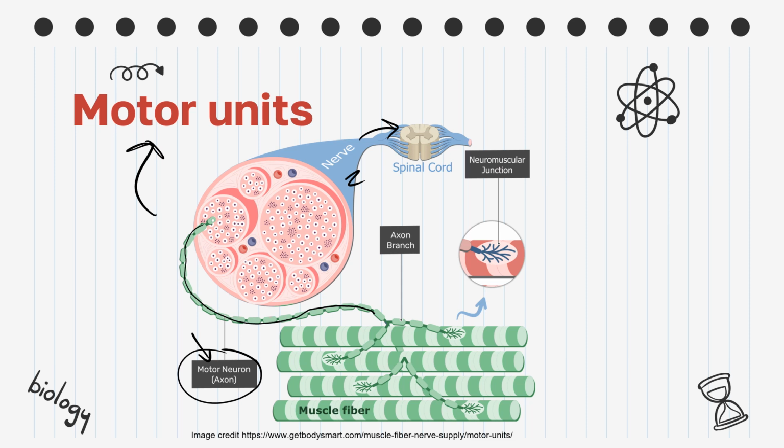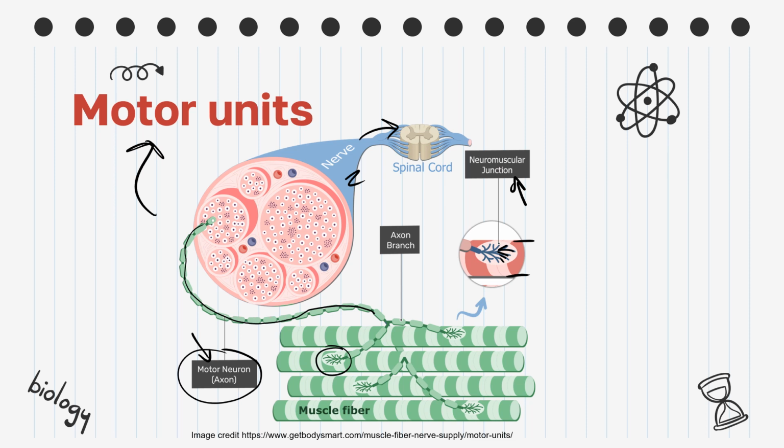These guys can have lots of branches, and then they end in what we call these neuromuscular junctions. So this is the end of the nerve cell, and then here is some muscle cell, a muscle fiber. Neurotransmitters are released from the end of that motor neuron. Those neurotransmitters will bind to the muscle fiber, and then all the magic happens.